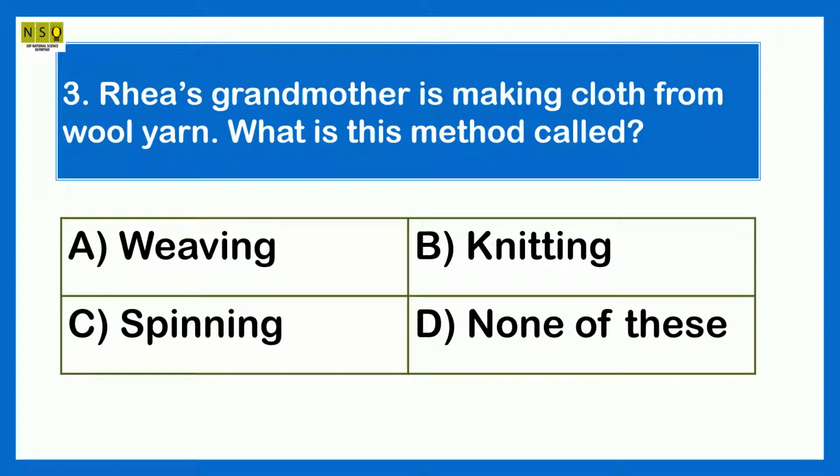Ria's grandmother is making cloth from wool yarn. What is this method called? Option A, weaving. Option B, knitting. Option C, spinning. Option D, none of these. The answer is option B, knitting. Knitting is a process of making cloth from wool yarn.